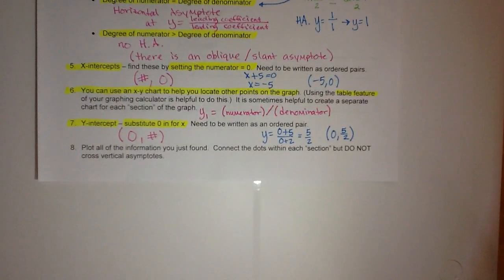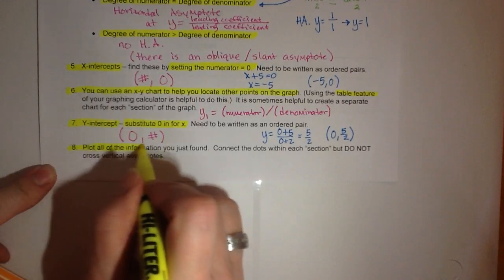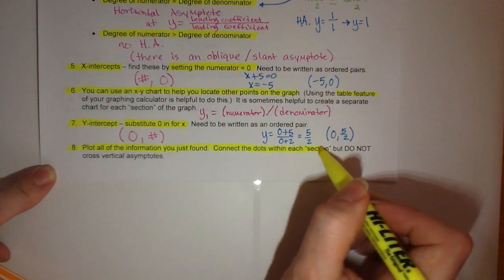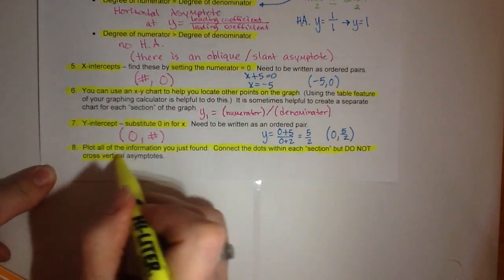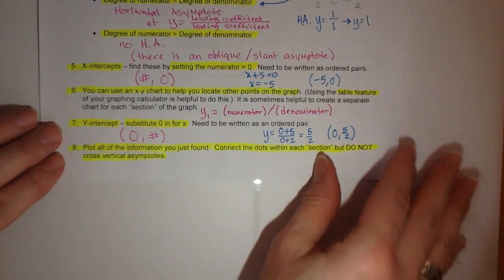Last, but certainly not least, we are going to plot all of the information you just found. Then you connect the dots within each section, but do not cross vertical asymptotes. All right, let's work through some examples.